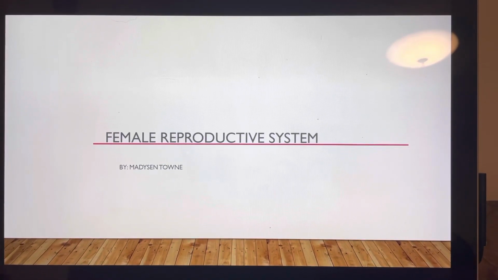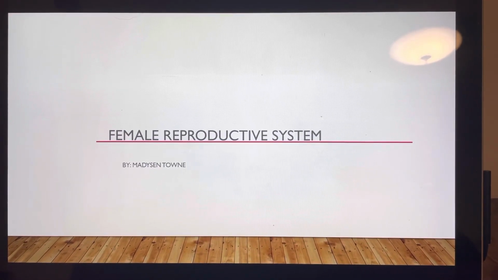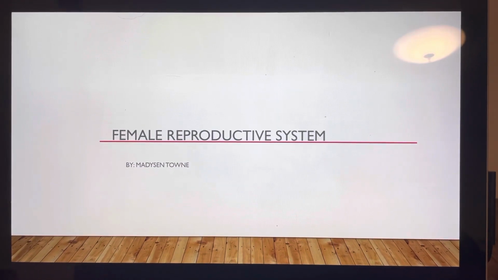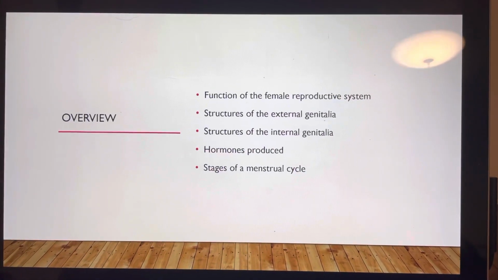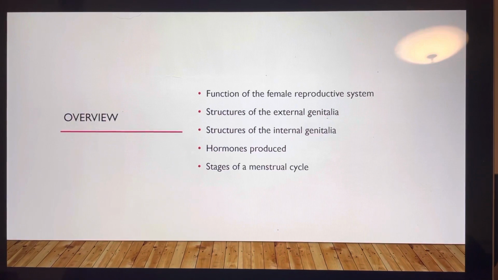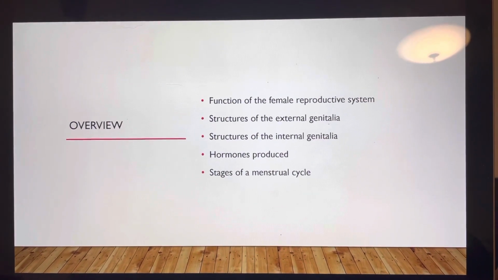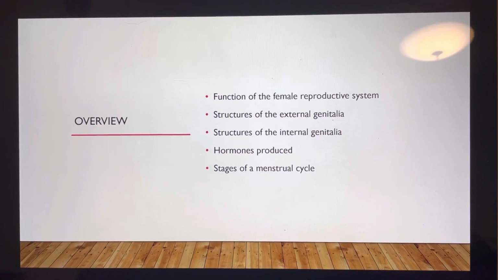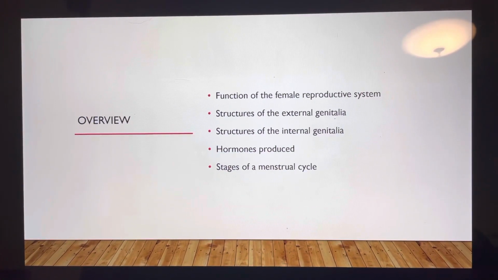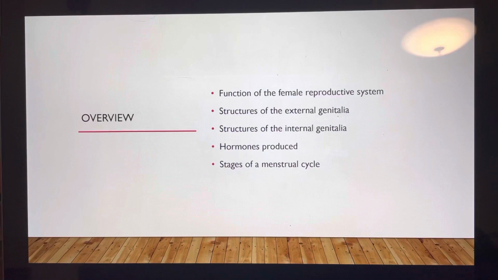For this week's digital study tool, it is going to be about the female reproductive system. An overview of what we're going to be talking about is the function of the female reproductive system, the structures of the external genitalia, structures of the internal genitalia, the hormones produced, and the stages of a menstrual cycle.